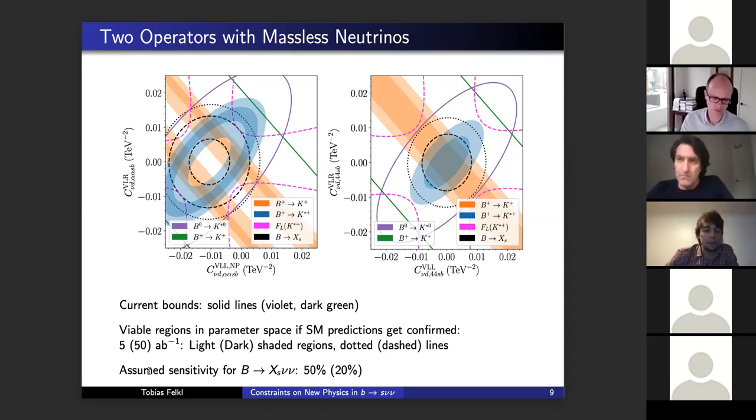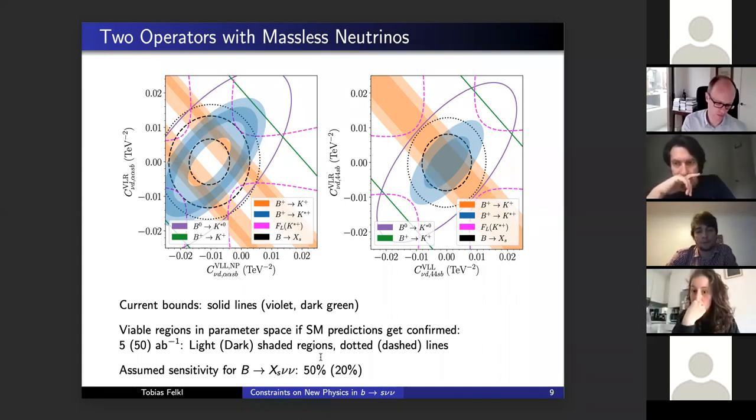We also distinguish between the case of just 5 and 50 inverse attobarn via either light or dark shaded regions, and for the inclusive mode, lines being either dotted or dashed. Right, for the inclusive mode, we assume the sensitivity of 50% and 20%, or I should rather say an assumed experimental uncertainty.